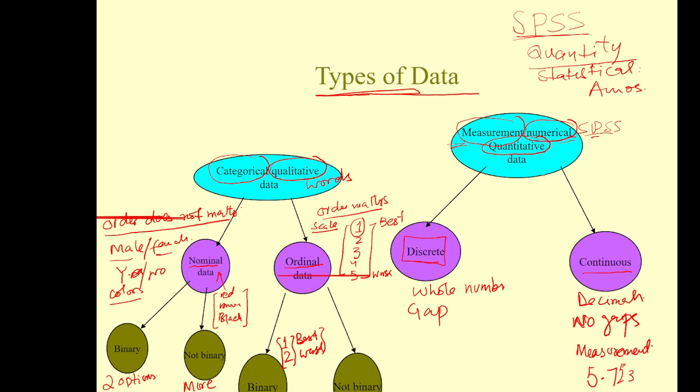So the numerical one is quantitative and the other one is qualitative. Now, sometimes this ordinal data is also considered quantitative, right? Because it has a kind of numbers, right? So how much you have: one, two, three, four, five.